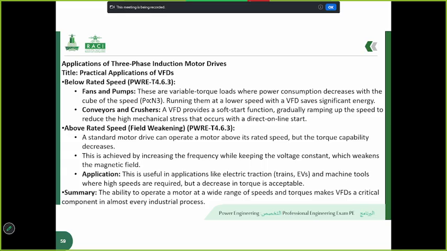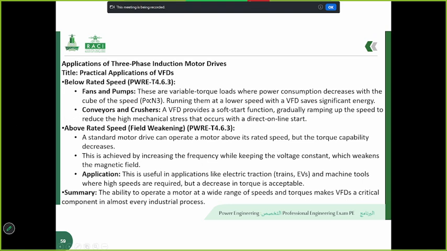reduce their energy consumption. So VFDs are also crucial for applications with high inertia or high starting load like conveyors and crushers. Instead of starting abruptly at a full voltage and frequency, a VFD can perform a soft start, gradually ramping up the motor speed. So this reduces the immense mechanical and electrical stress that would otherwise occur, extending the life of the motor and the mechanical system.